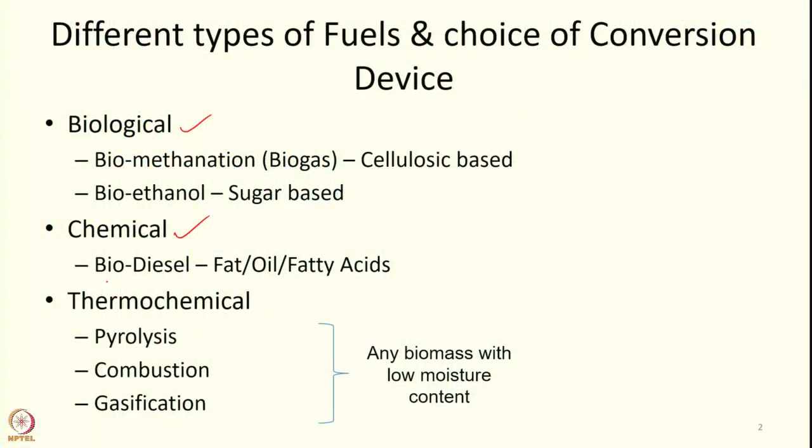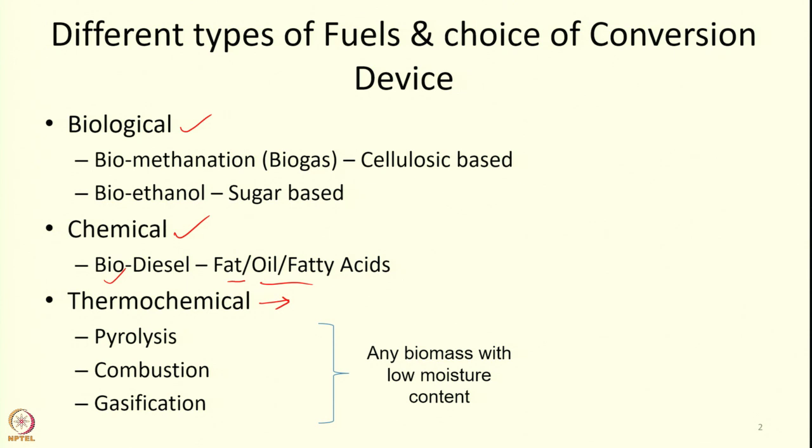When we look into the chemical process, we saw that biodiesel requires mostly fatty oil and fatty acids. So, they are very specific to a particular type of compounds or chemical species in the feedstock, which they selectively convert to the desired energy carriers, whether it is methane, ethanol or biodiesel. But when we look into the thermochemical pathway, which is the focus of our study, this is the process which gives us hydrogen.